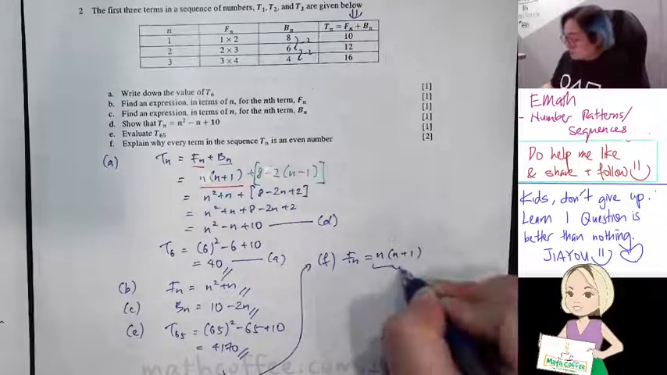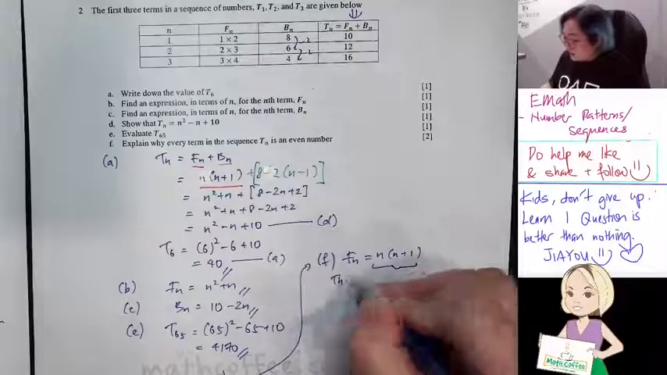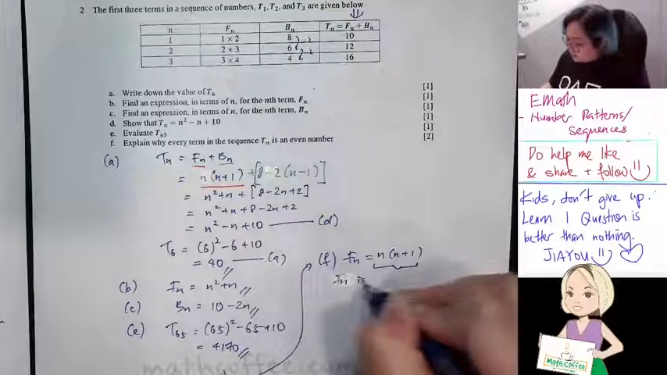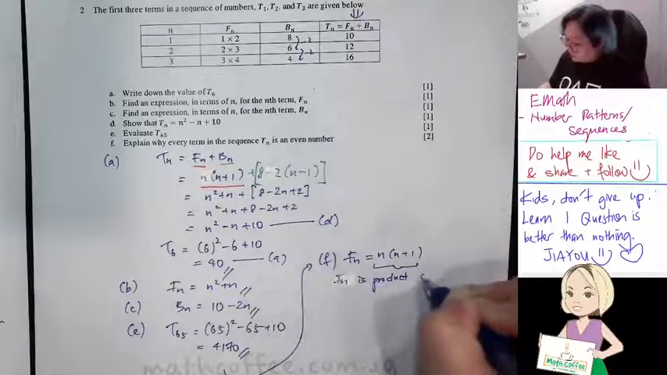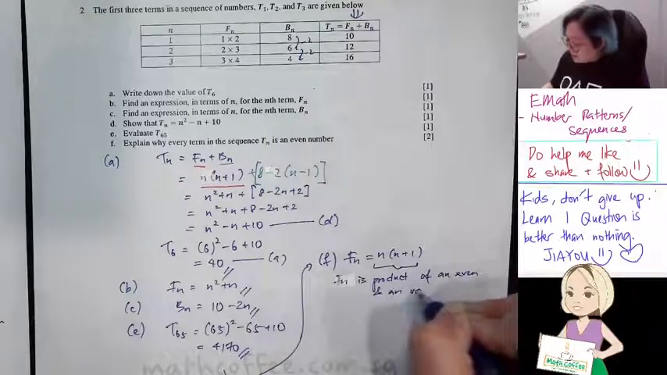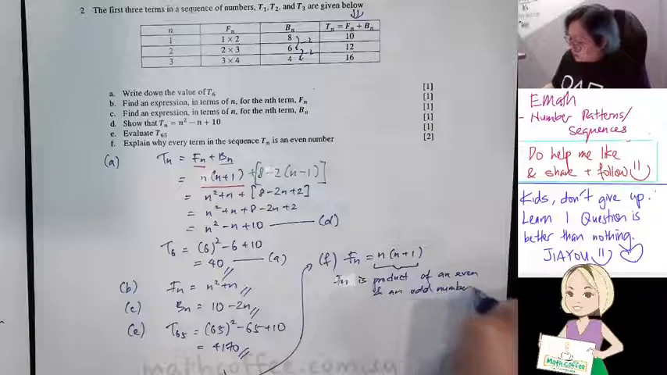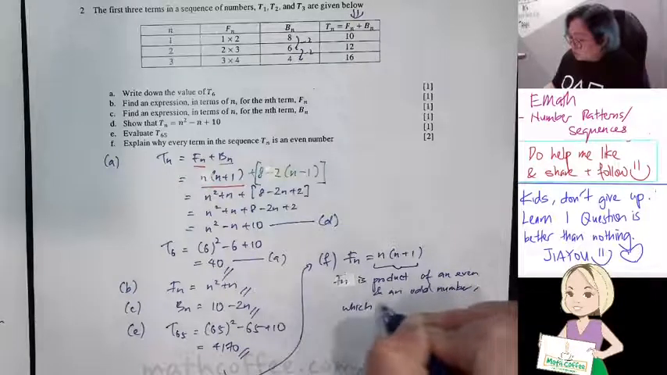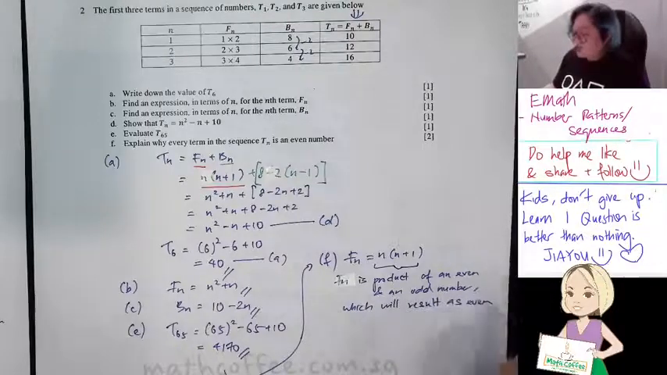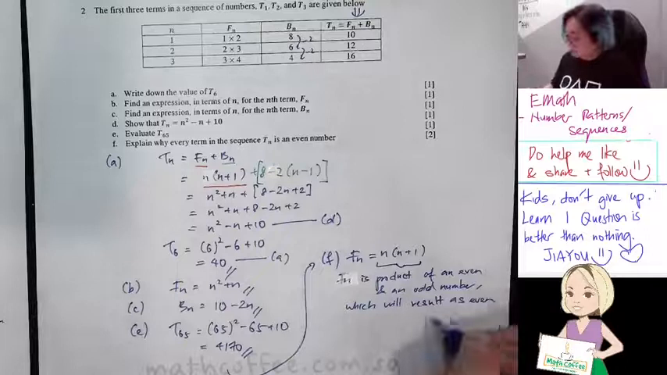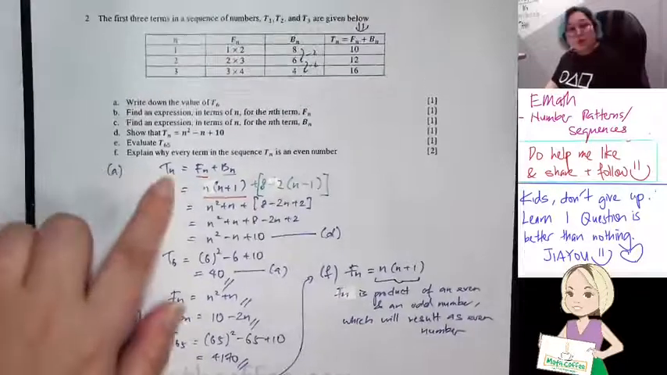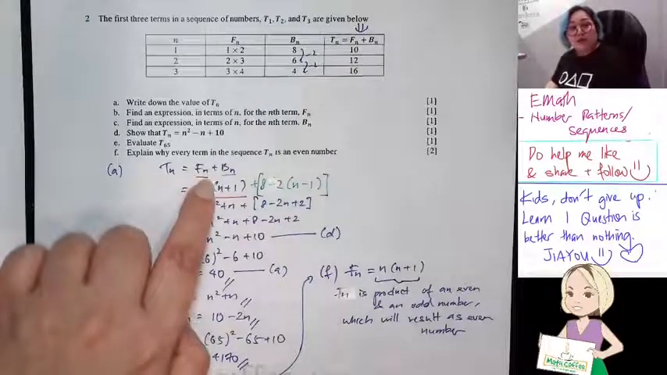So you will explain that this Fn is a product of an even and an odd number, which will result in an even number, because anything multiplied by even will give you an even number. So I have explained that my Fn will be an even number.